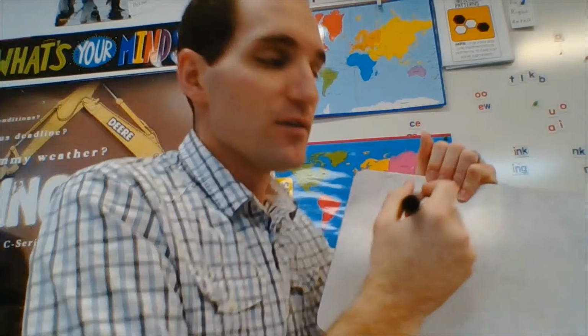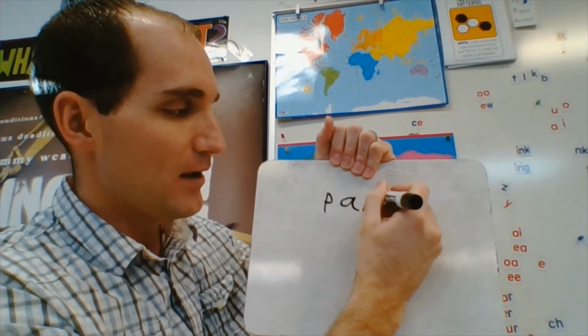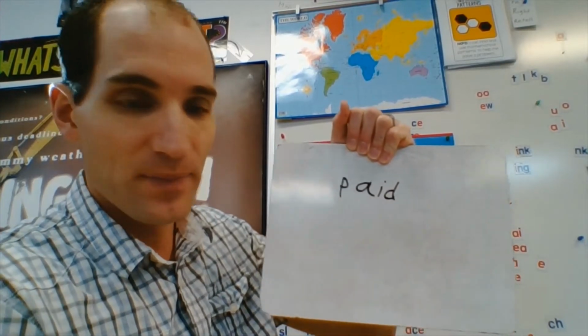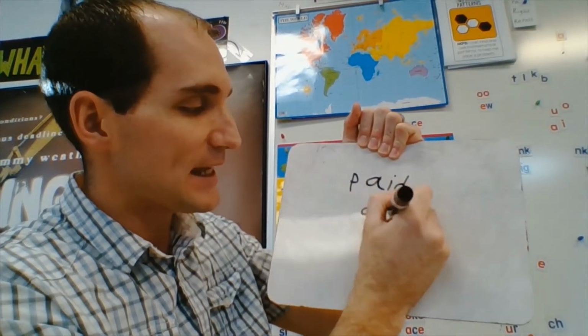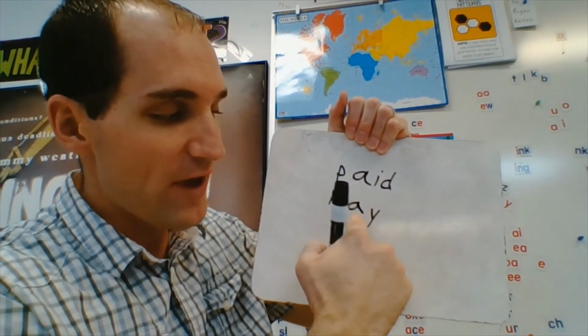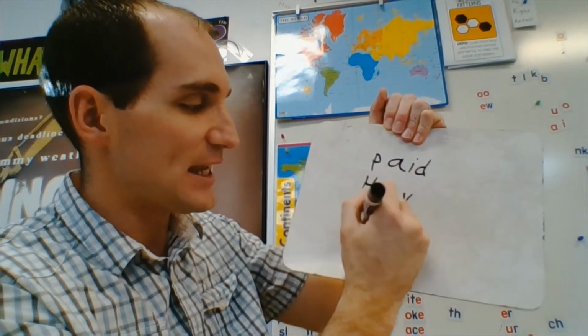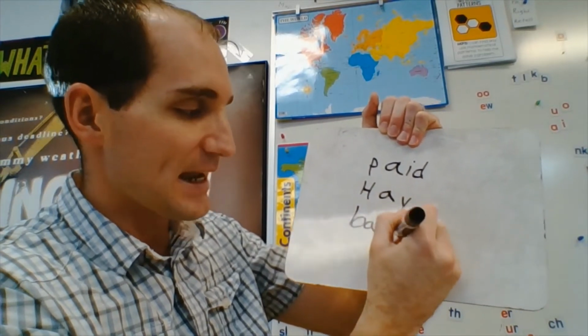Now we already know that A often says its short vowel sound, but A often makes the long sound A, like when we have A and I together, like paid. Remember, we call that a vowel team. Or when we have A and Y together, like hey, and we call this a vowel team too. We also have times when it's a magic E, like the word bake.